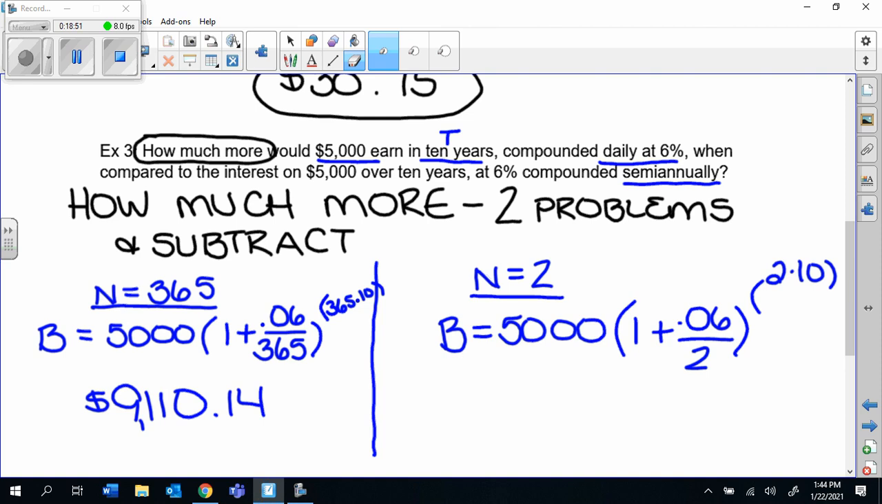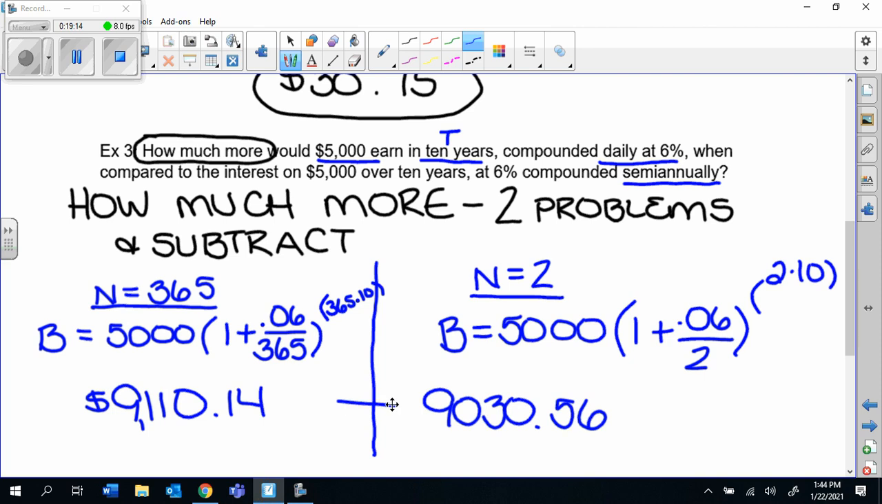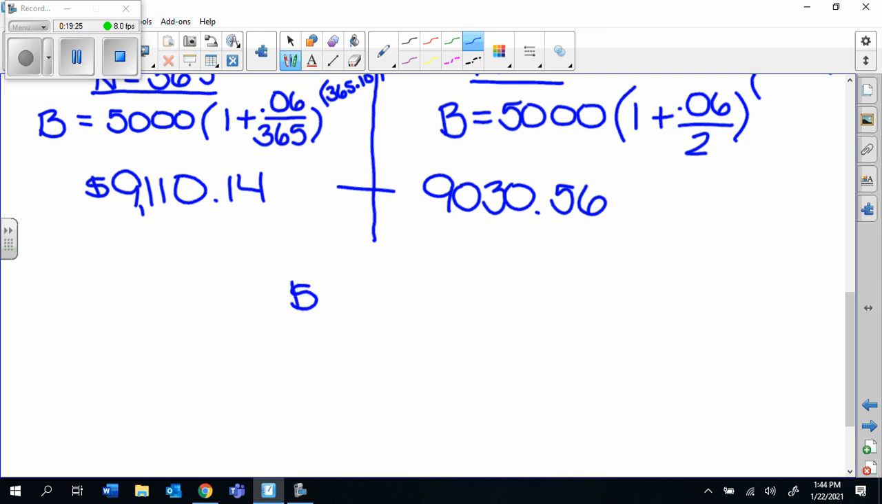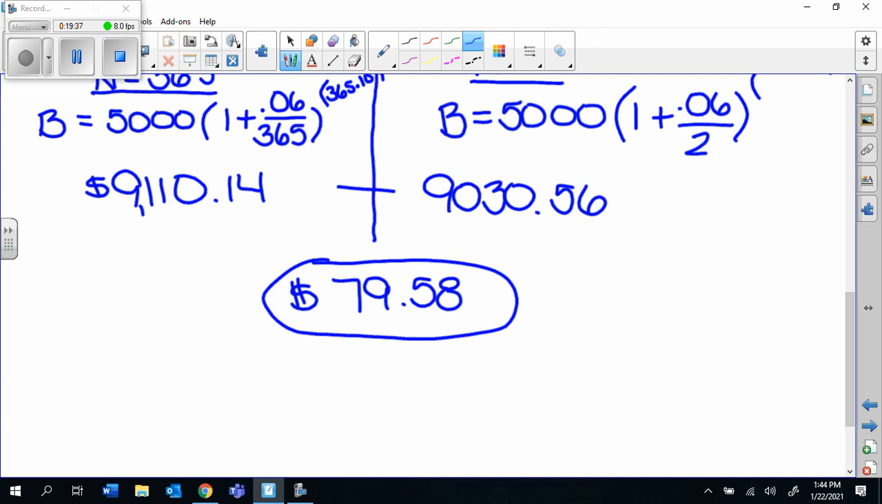So when I switch it and hit enter again, I get $9,030.56. Subtract them. Get 2 answers and subtract. You're not done till you subtract them. How much more? $79.58. You have to do 2, it's not hard to do both problems. So there will be ones like this on your homework as well.